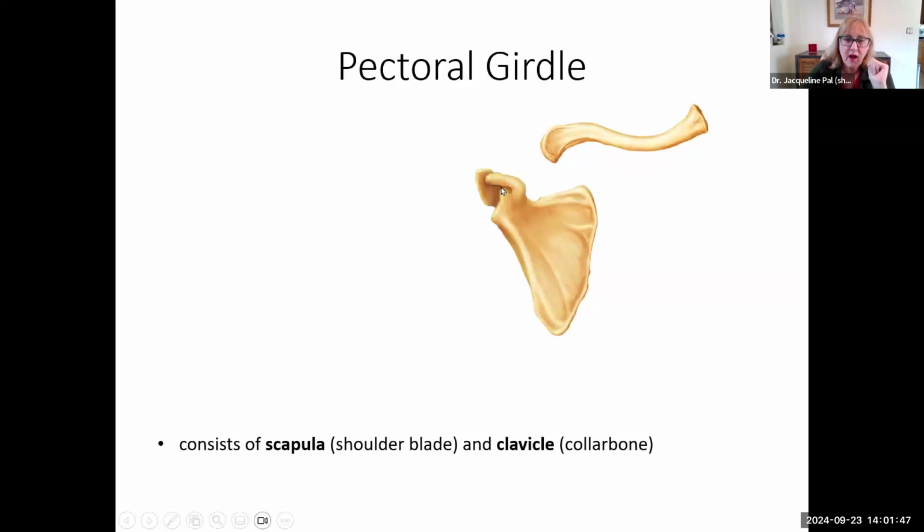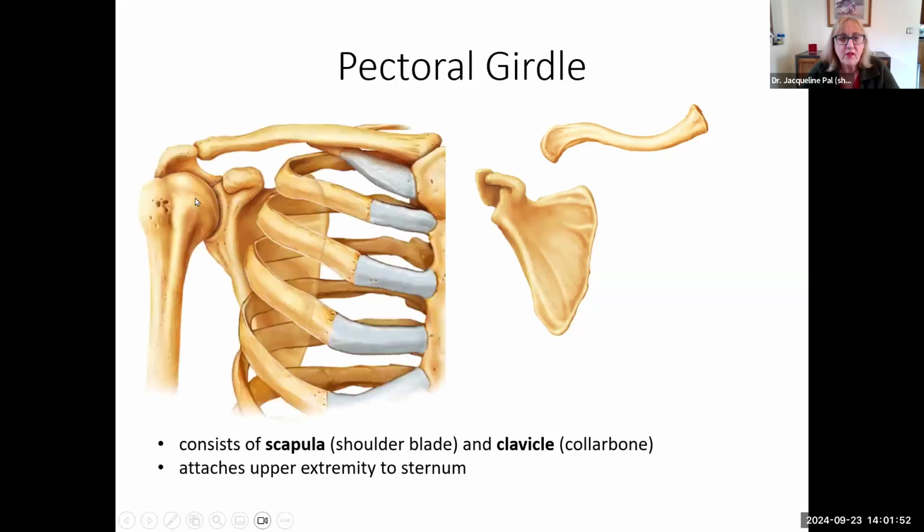Now, this little part right here is the socket for the ball and socket joint, where the humerus attaches. And I want you to realize that this socket is very, very shallow. But the whole point of this pectoral girdle is this is how the upper extremity is going to attach to the sternum. So the upper extremity attaches right here to this socket. This bone attaches to that bone. So the scapula attaches to the clavicle, and then the clavicle attaches to the sternum.